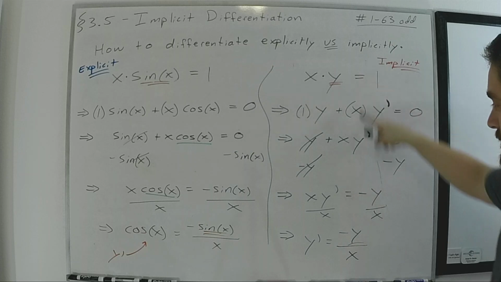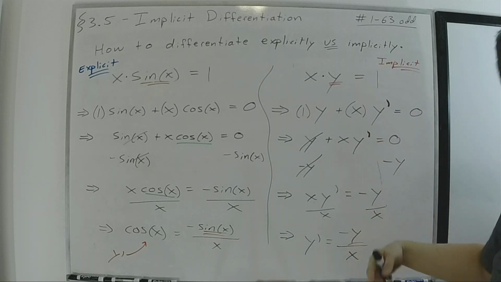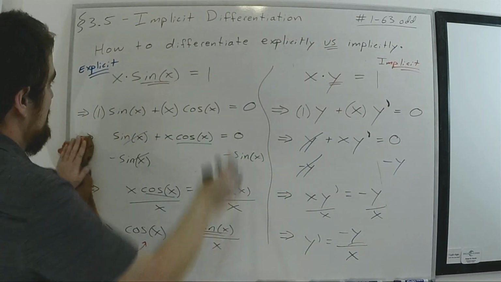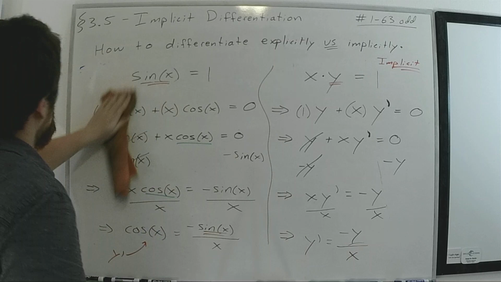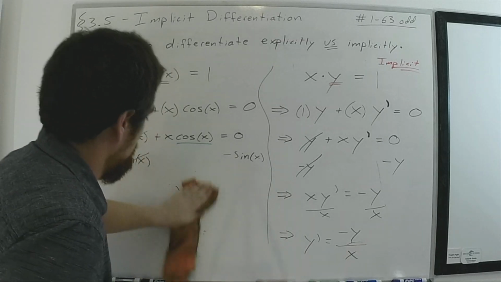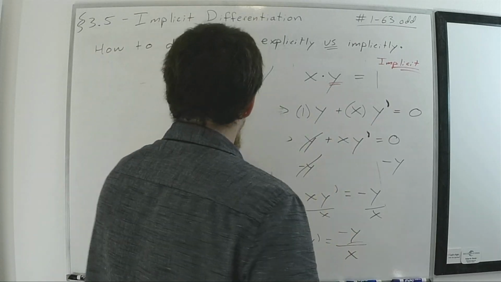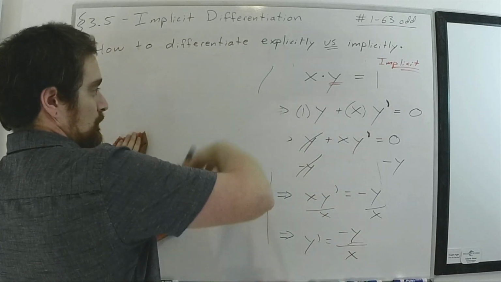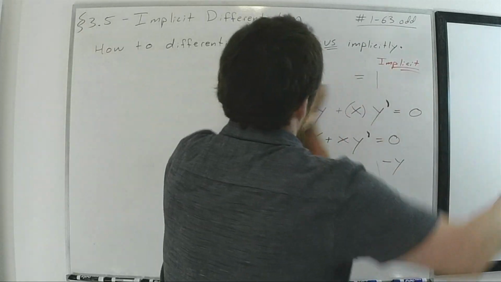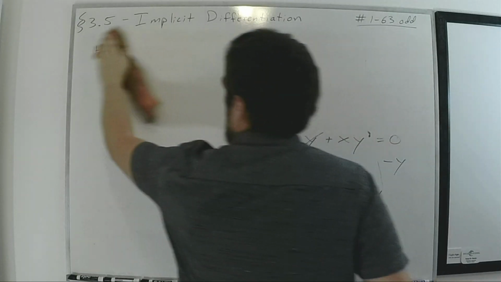So you can see how this will allow us to handle a lot more types of relations, like the equation of a circle or an ellipse or something like that. We cannot explicitly write it as a function, so we have to differentiate implicitly. So this one I could have done either way. Like I said, I pulled back the curtain to show you what the function was first, and then what the process looked like if you didn't know that function going into it.